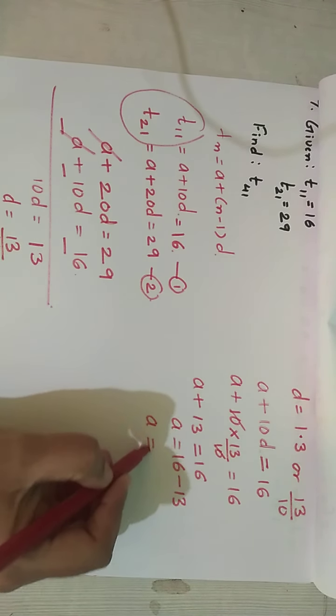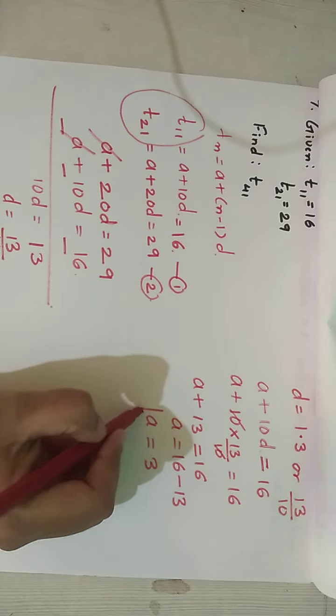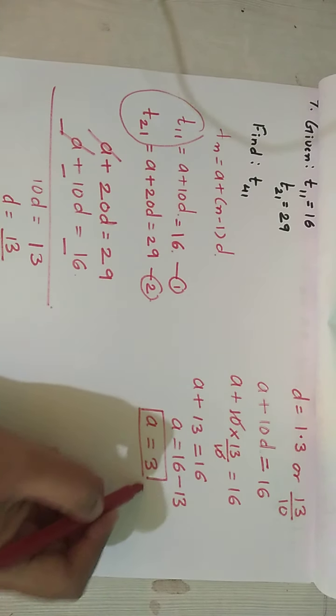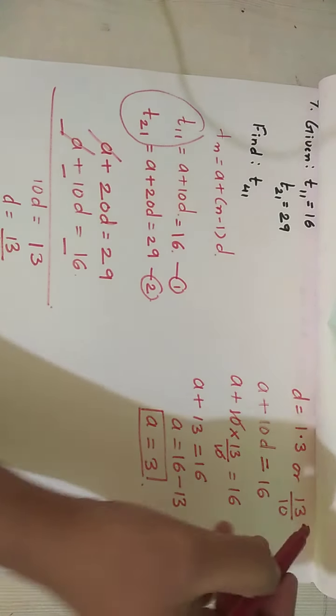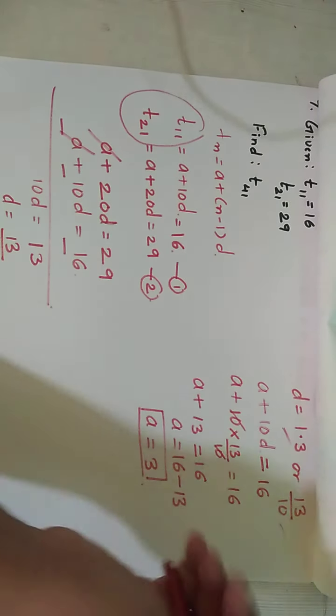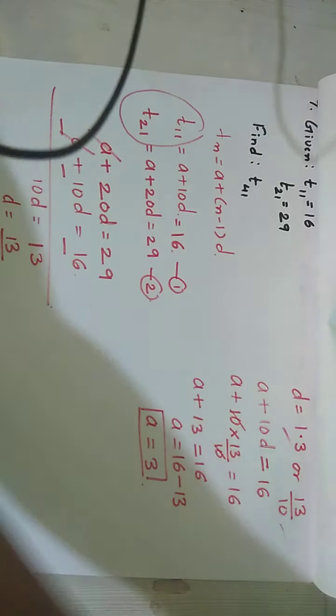That means A will be 3. So you get the answer of A as 3 and you get the answer of D as 13 upon 10, otherwise 1.3. You can take any value for your convenience.